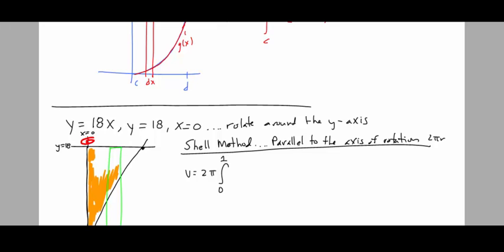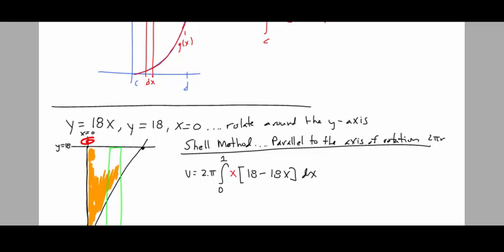Now the distance from the axis of rotation to the center of any of the rectangles that I draw is going to be x. So no matter where I draw my rectangle here, the distance between the axis of rotation and the center of the rectangle is x. Okay, now I need the height of the rectangle. Well, we can see that the height of this rectangle is going to be 18, but I have to subtract off the bottom part, and that bottom part is 18x.